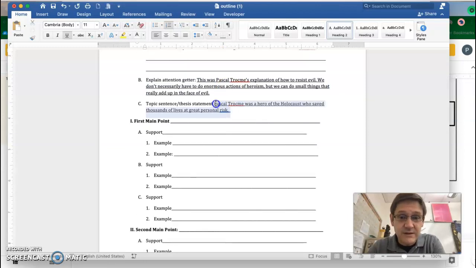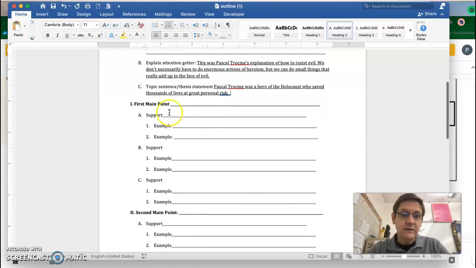Then my thesis, this is important, an overall sentence about the overall presentation you're doing here, which is that basically Pierre Trocmé was a hero of the Holocaust who saved thousands of lives at great personal risk.